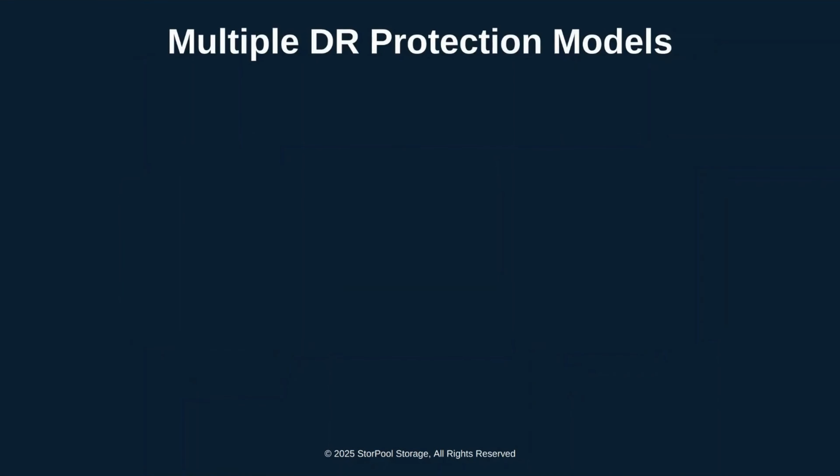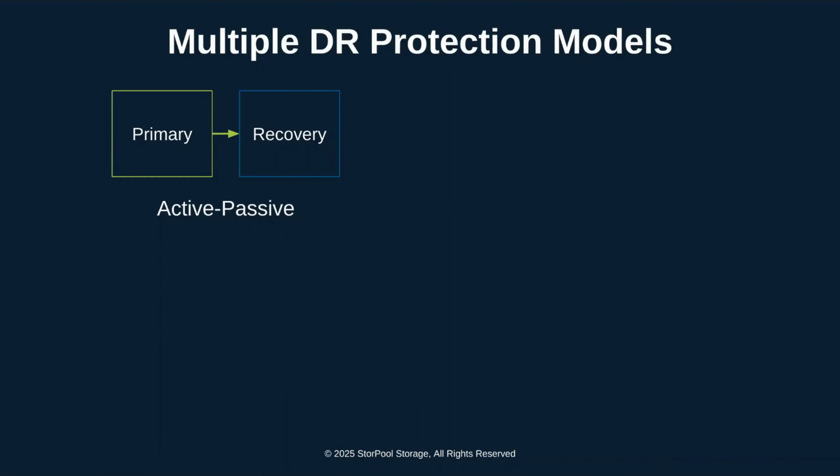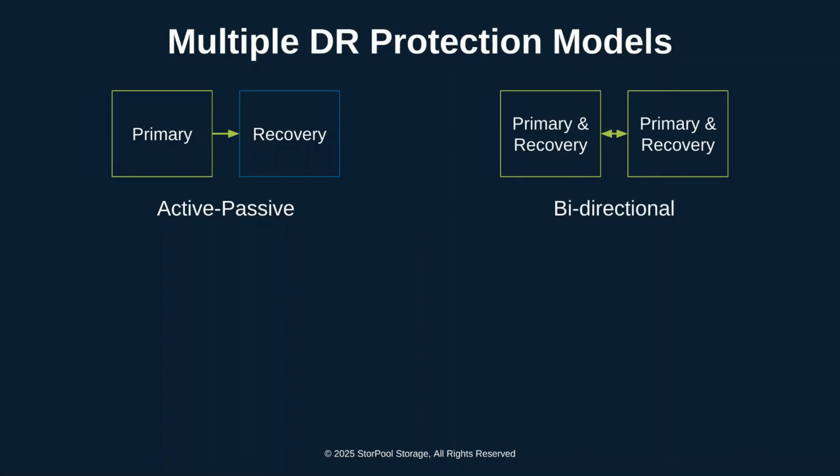We have a number of different protection models available for our customers. The first is the classic active-passive setup. This is where you have one primary data center and a recovery data center. Data is being copied over, those snapshots copied to the recovery site. We can also do bidirectional. In this case, I have two data centers. Each is acting as a primary for itself, as well as for the backup recovery site for the other data center.